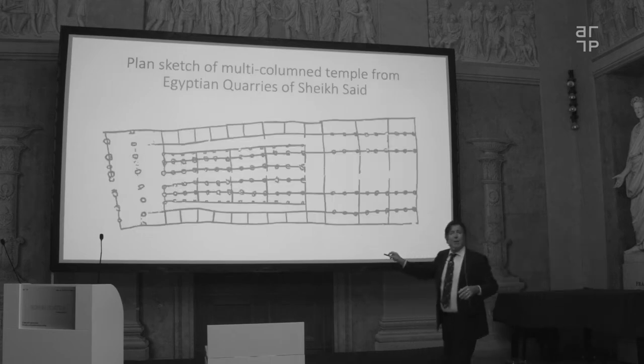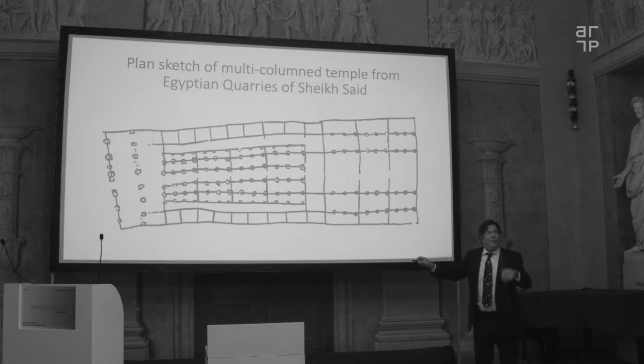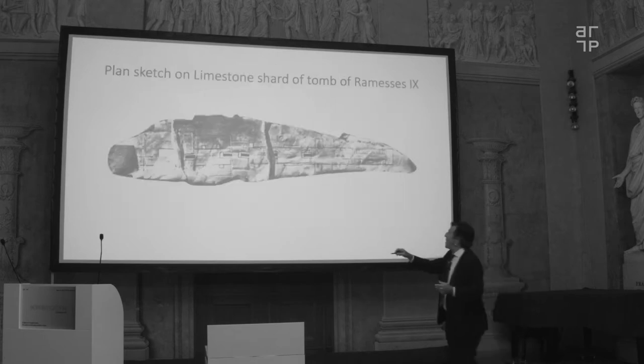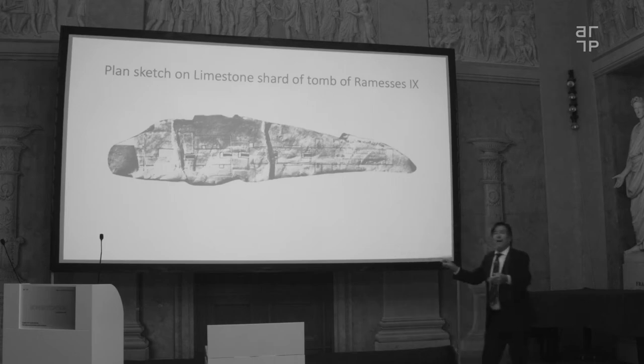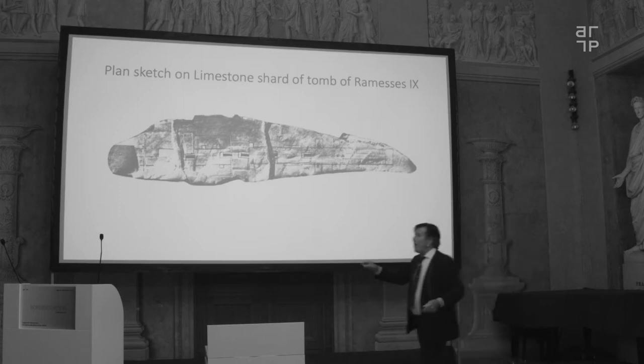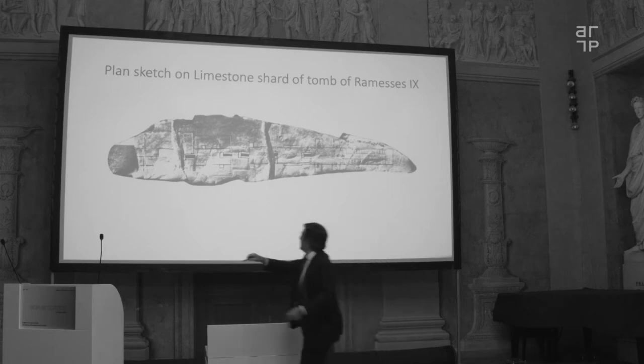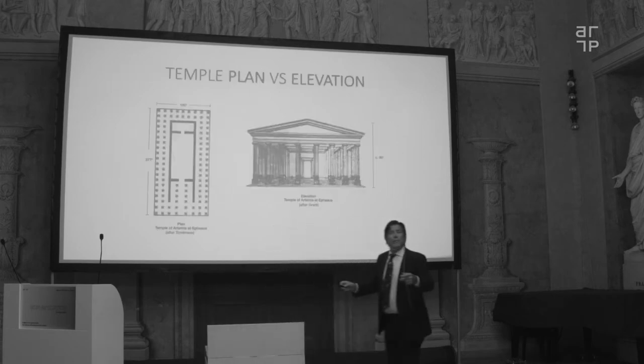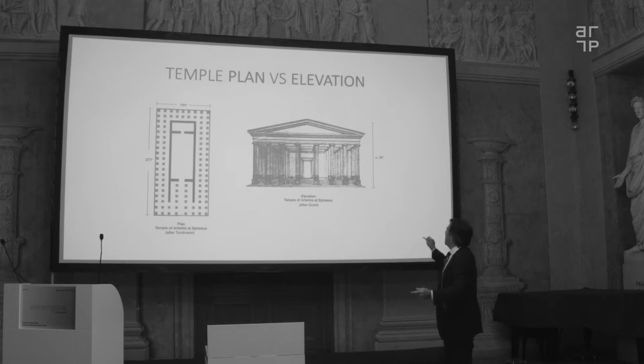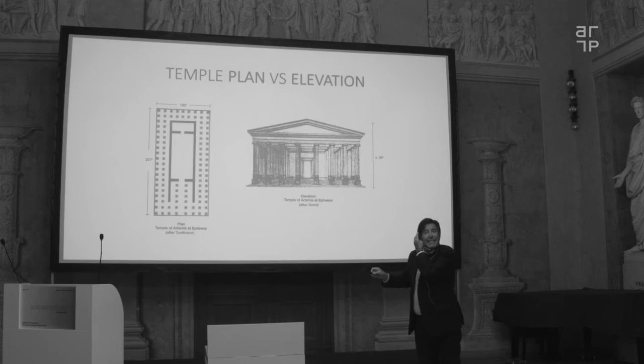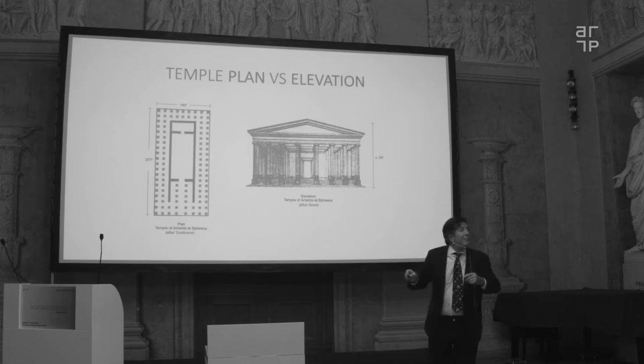Here is one found in the quarries of Sheikh Zayed. It's an informal sketch of a multi-column temple. And here is the sketch which was in the dump found outside of the tomb of Ramses IX. But once again, it's a plan view. Now, for those of you who are architects, this is not a surprise. But those of you who are not, it's hard to figure out how this thing has this ground plan. But you need this ground plan because the architect has to control each stage as it goes up and therefore requires a point of view that no one actually has. It's an imaginative projection, I might say.